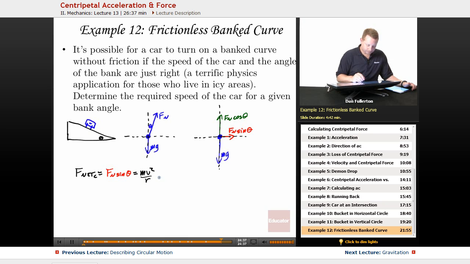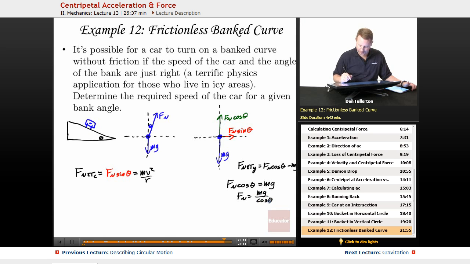All right. Let's do my F net y equation over here. Net force in the y direction is going to be Fn cos theta minus mg. And all of that must equal 0 because the car is not going to spontaneously go flying up off the bank or down into it. Not in the situation here where we're saying that it's just right that it's going to stay on the banked curve. So I can say that normal force times cosine theta must equal mg, or the normal force equals mg over the cosine of theta. Now let's go back over here.